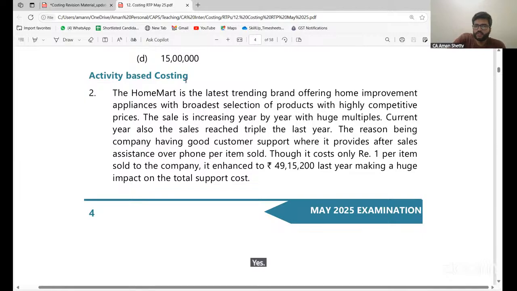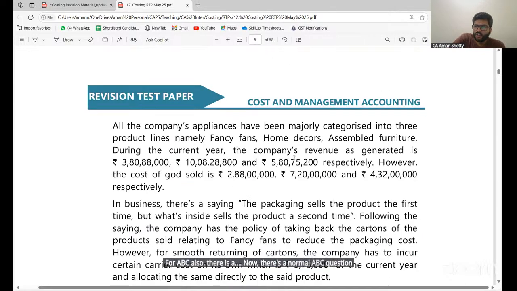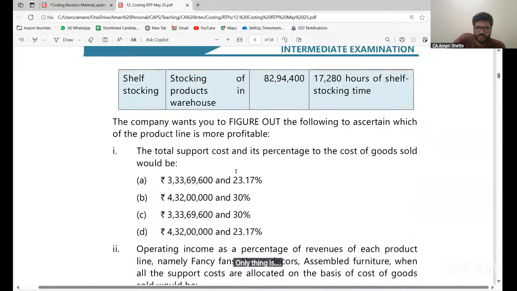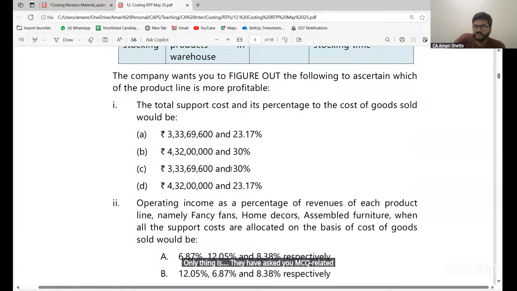For ABC also, there is a normal ABC question, all of you. Okay, normal question it is. Only thing is, they've asked you MCQ related questions, that's all.